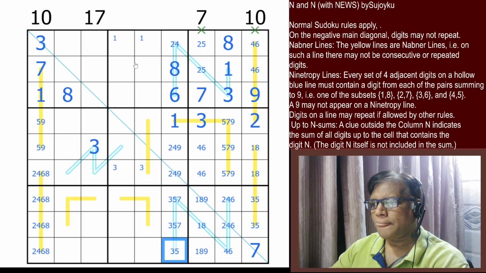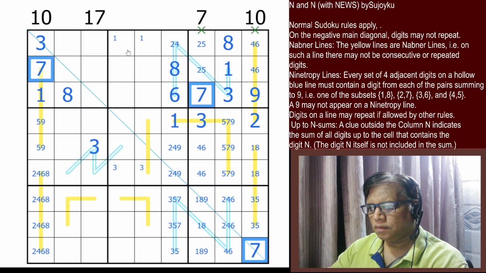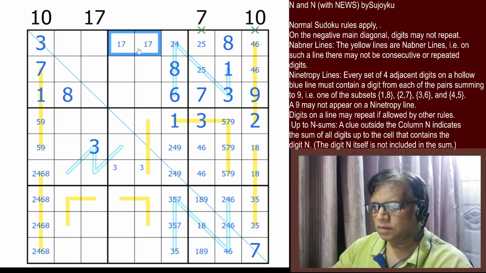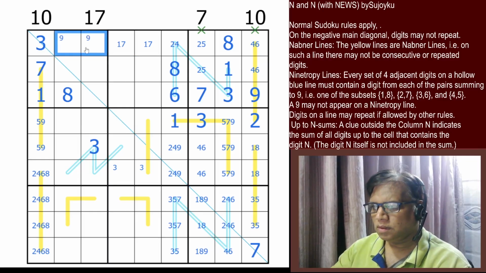Now, eight will be here. Come on. 1. Now what? Oh, no one. Now I was thinking. Seven, right? That's 177. 9 has to be here. Can that be 9?